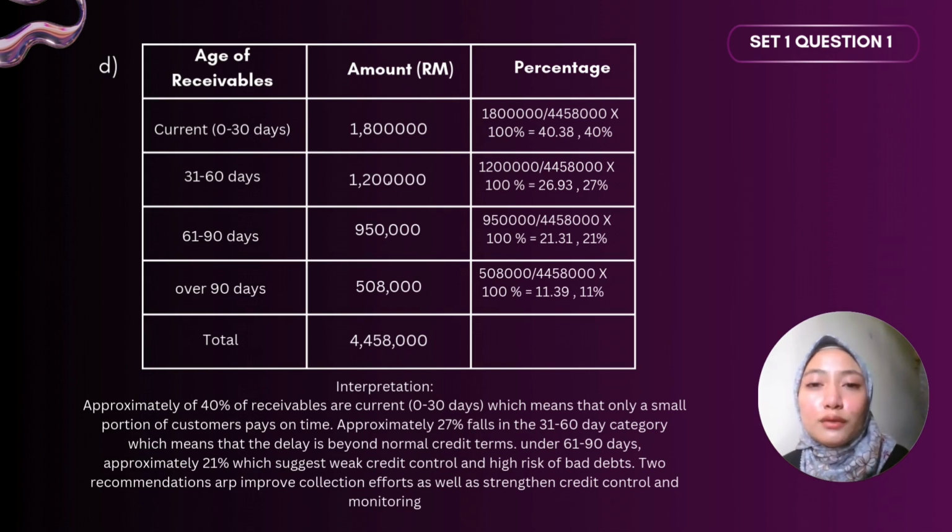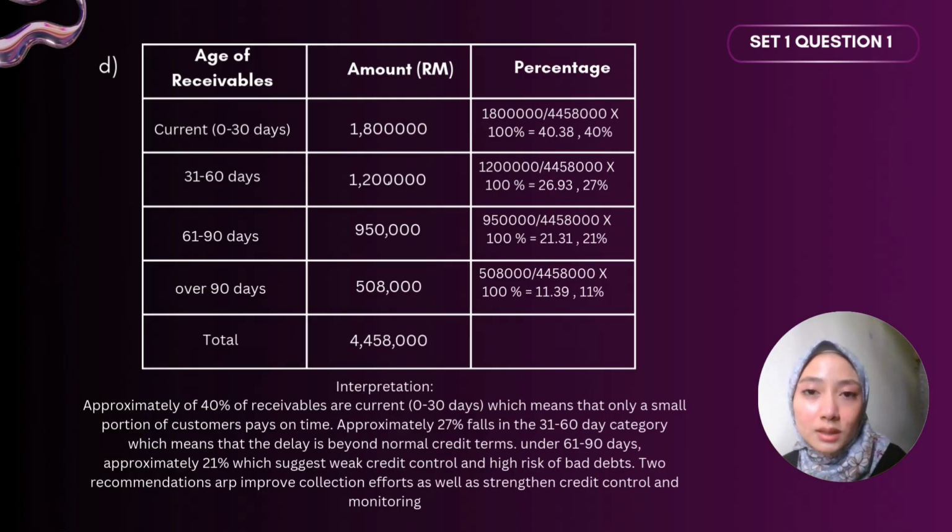So it is given for age of receivables, which is current, which is 0 to 30 days, and then 31 to 60 days, 61 to 90 days, and over 90 days. The amount for current is 1.8 million, for 31 to 60 days is 1.2 million, for 61 to 90 days is 950,000, and the over 90 days is 508,000.